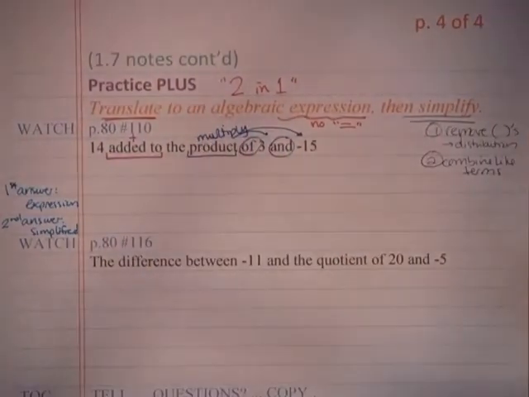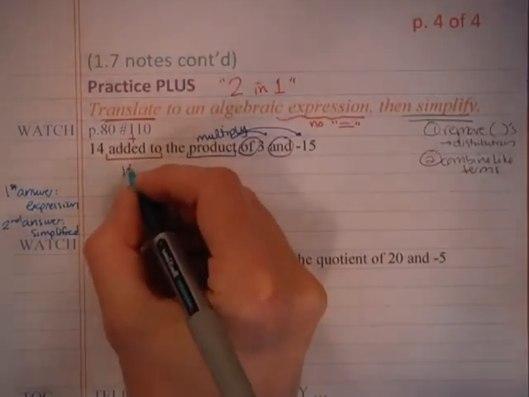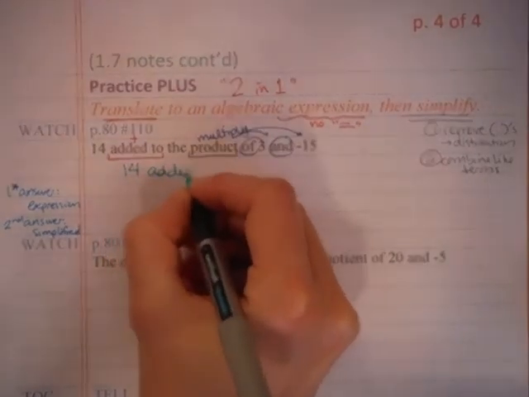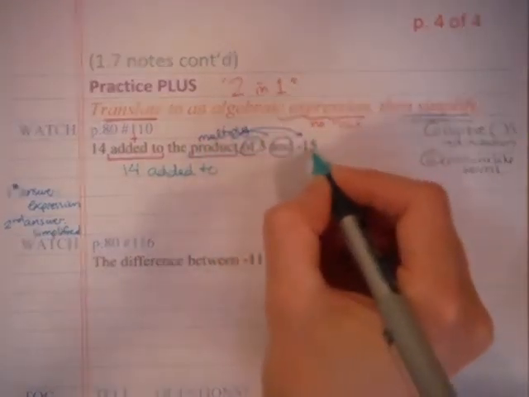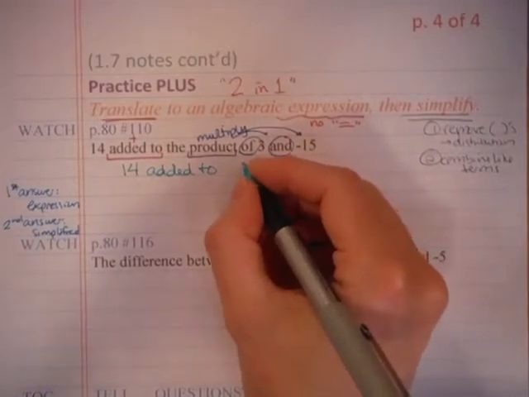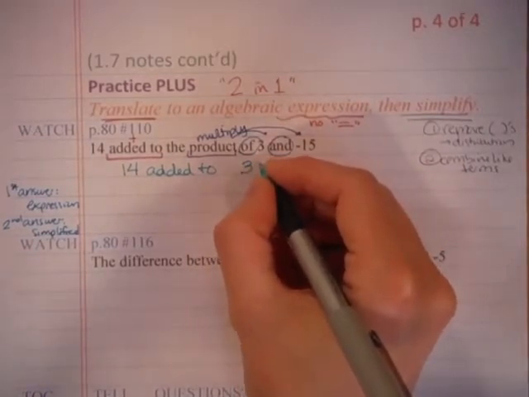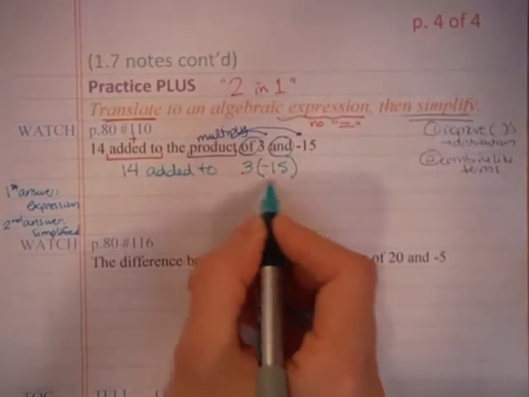So you can translate just a step at a time. You don't have to go straight from the sentence all the way to the math. You can do it in baby steps here. So we can leave this as 14 added to the product of 3 and negative 15. We can write out this multiplication. Don't do it yet. We're just trying to translate to the expression. 3 times the negative 15. Here I'm using parentheses to mean multiplication.